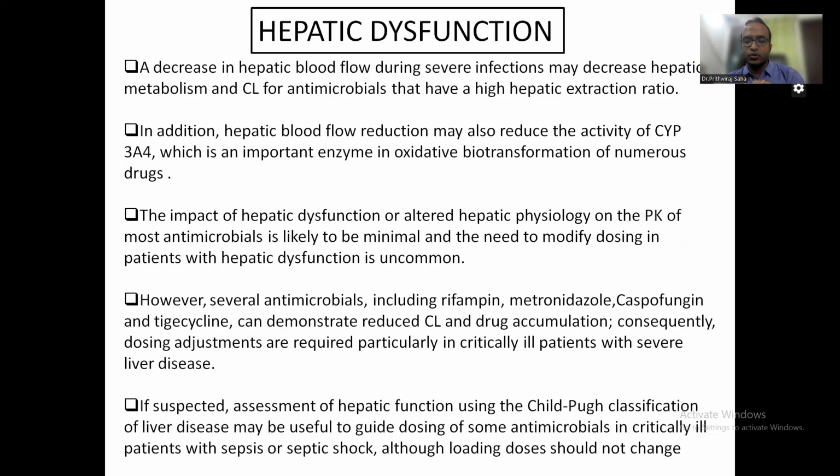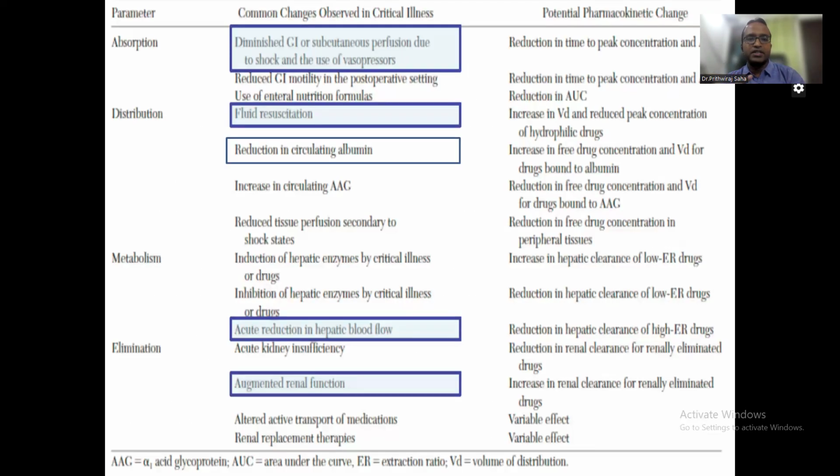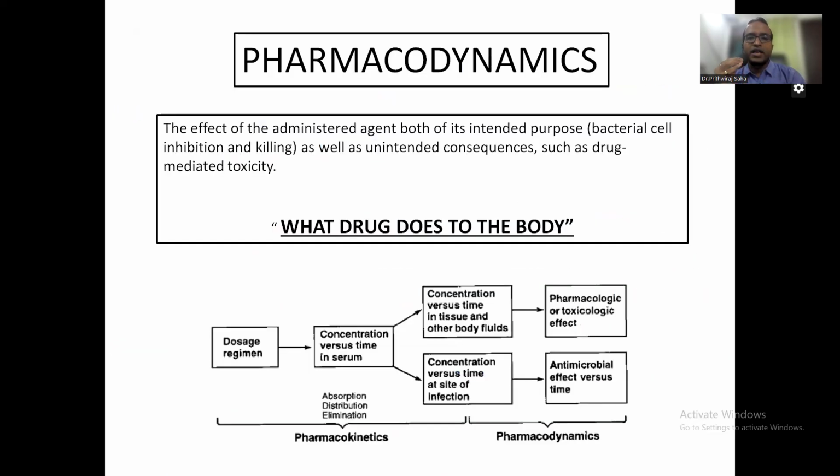You have to remember this too from this slide. So these are what we have discussed. You can read by pausing the slides. So we have almost done with the pharmacokinetics. We have completed the pharmacokinetics.